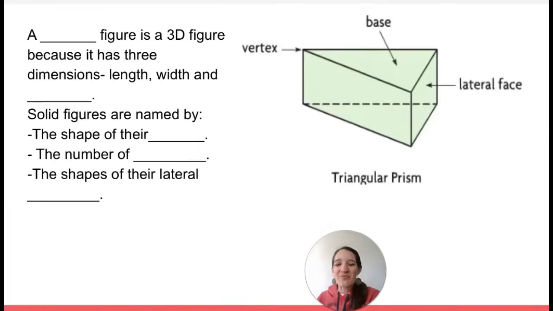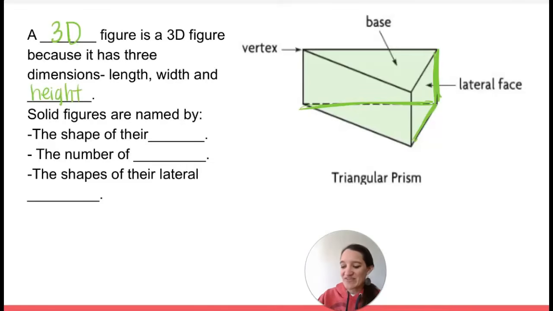Let's start out with, what is a 3D figure? Well, a 3D figure is called a 3D figure because it has 3 dimensions. There's a length that goes the long way. There is a width, it comes out, and there is a height. That is how we get our 3 dimensions. That's also why sometimes you'll say it's cubed if you're finding the volume.